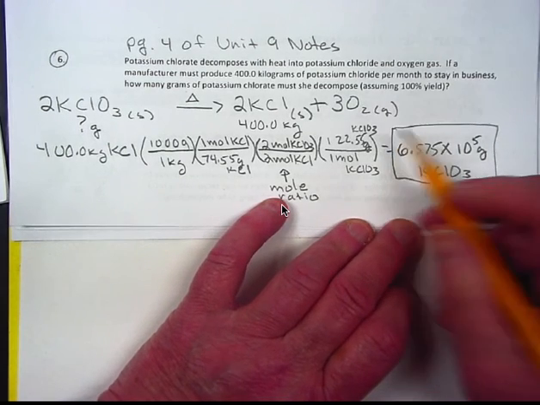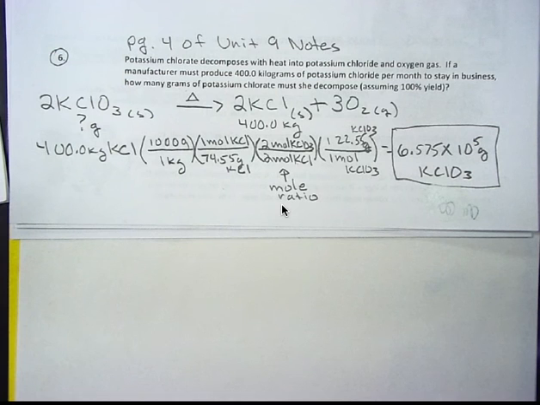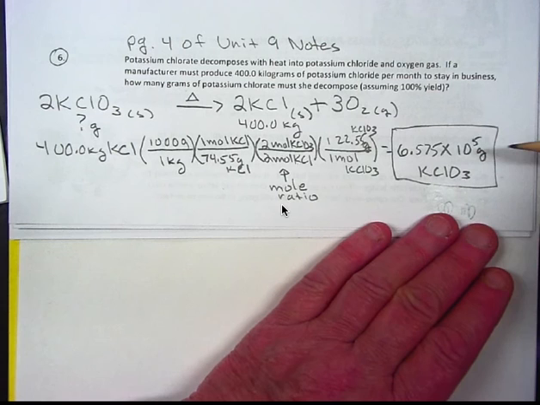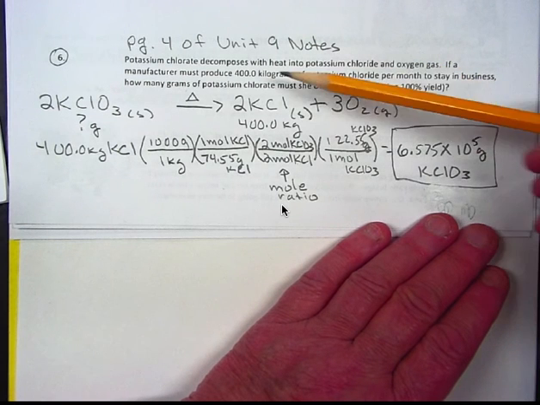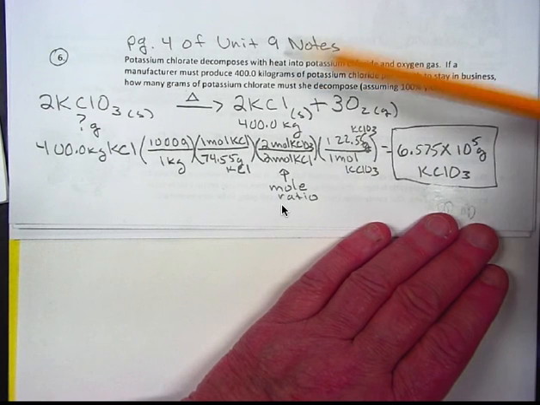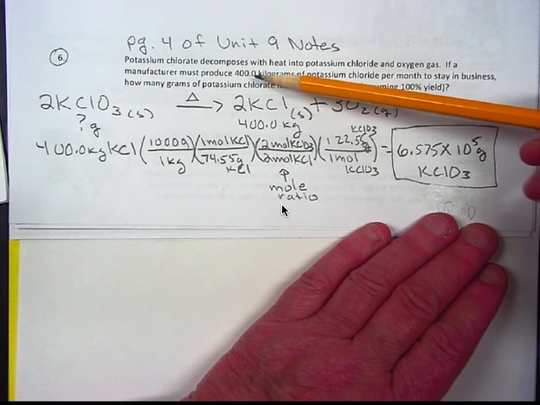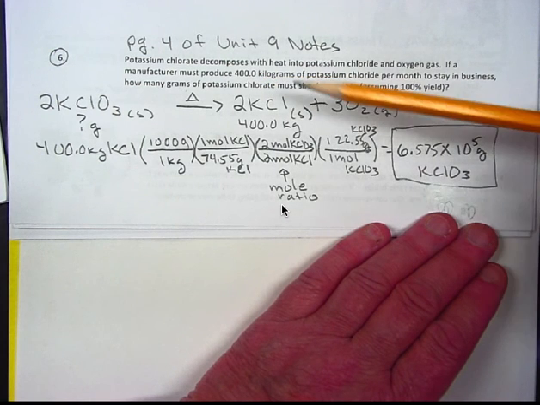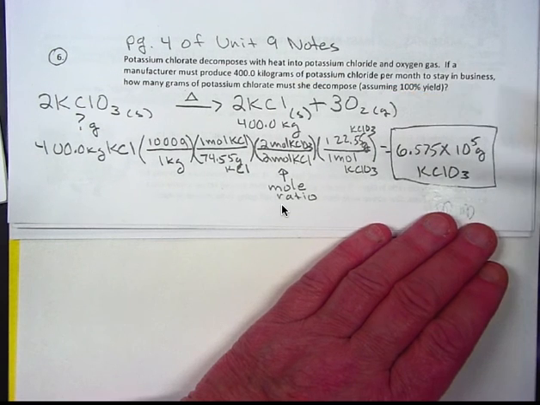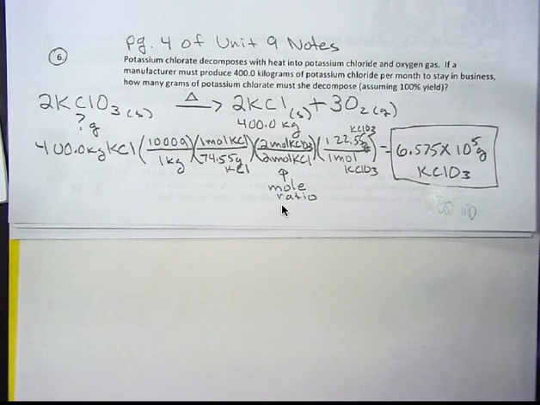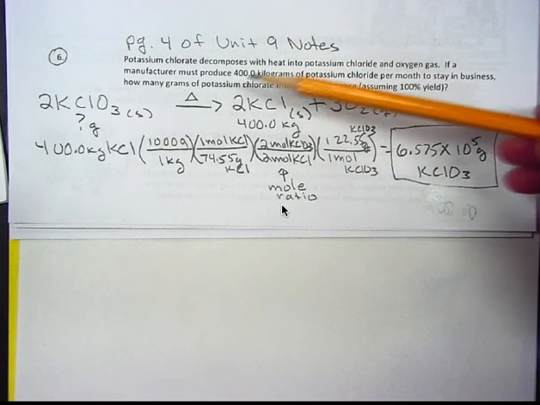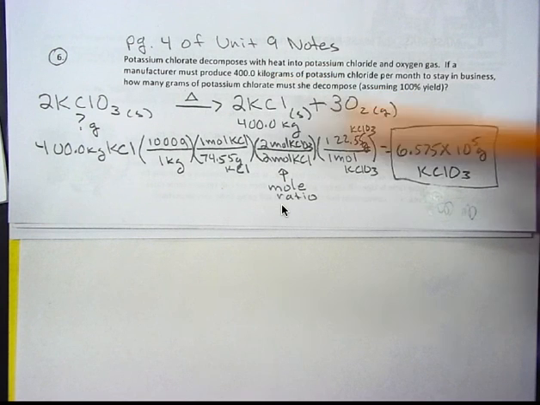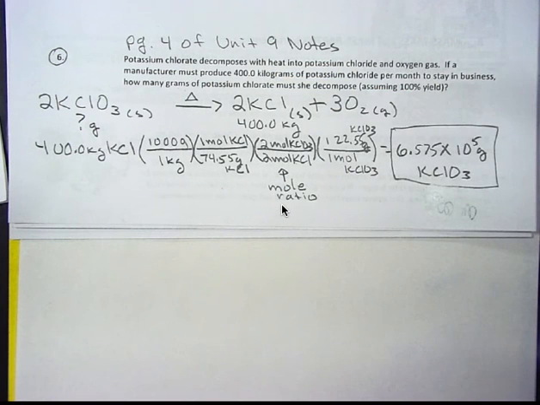And one thing you might notice when you get an answer this large is that it does seem like an awful lot of grams. And if we look back, though, to the amount of potassium chloride we were producing, we needed 400 kilograms. That's a lot. A kilogram is about the size of a shoebox. So we're needing to produce an awful lot of kilograms, and there's 1,000 grams in a kilogram, so that makes sense that our answer is very large.